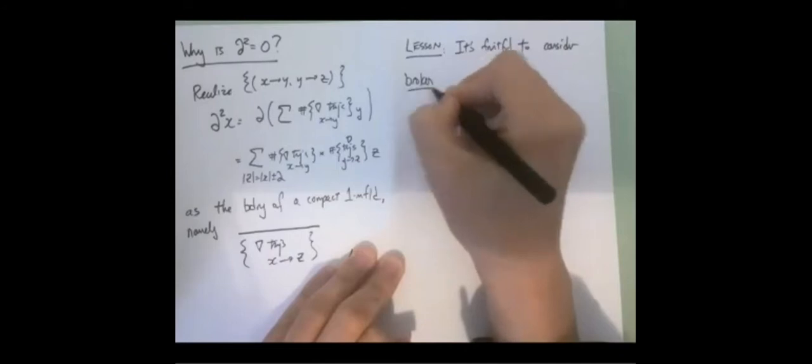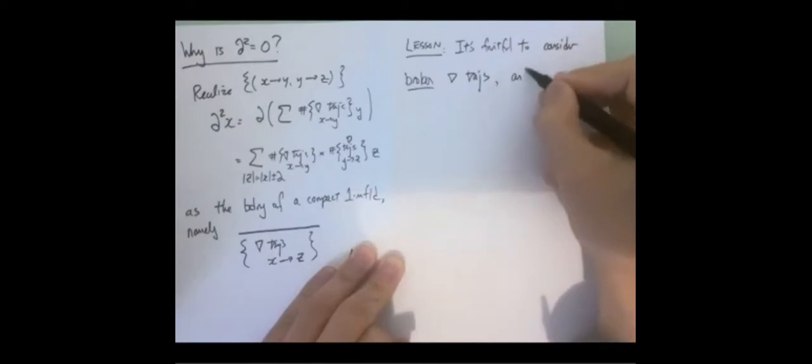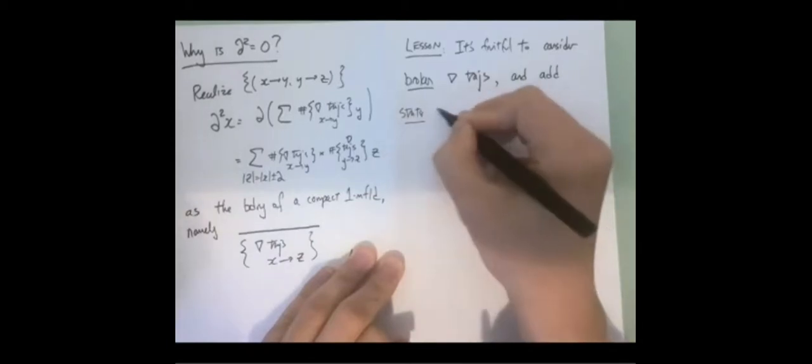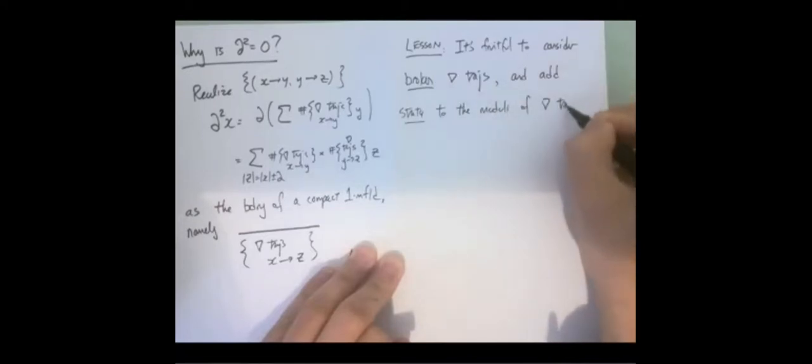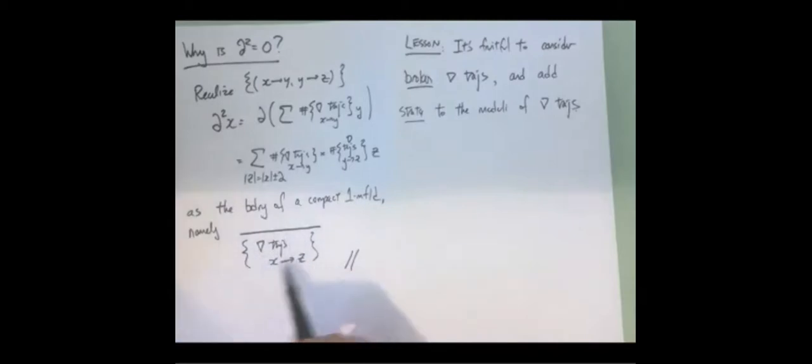Okay, so the lesson that I want to learn here is that it's fruitful to consider broken gradient trajectories and add strata to the moduli of gradient trajectories. It's by adding the strata that I get this compactification, and that's how I see this proof that del squared equals 0. So that's clearly pretty slick.